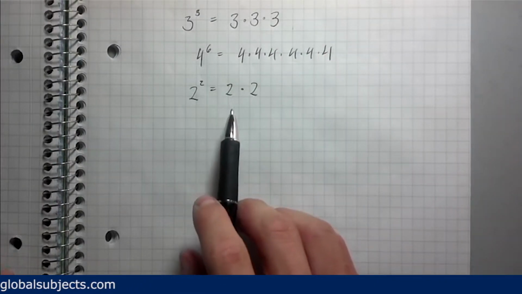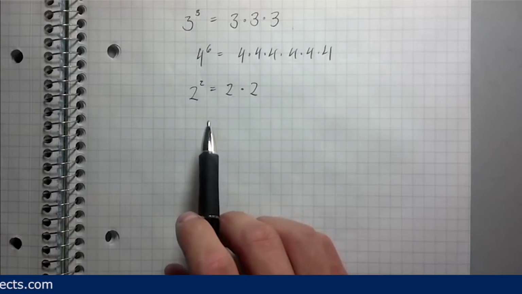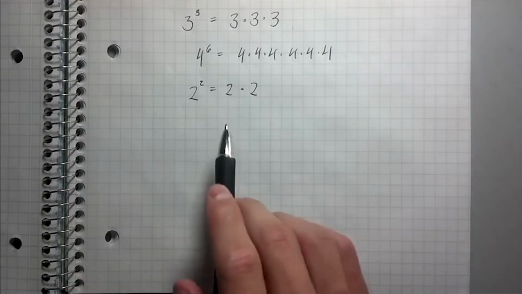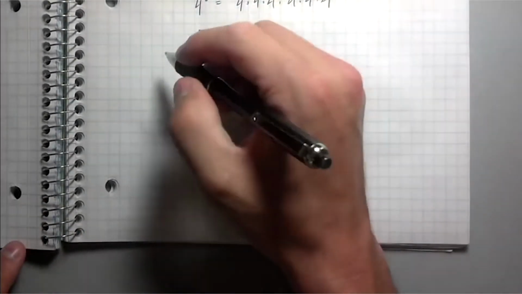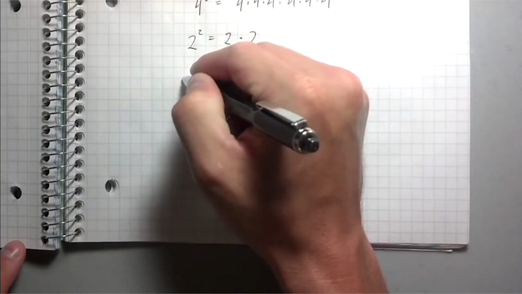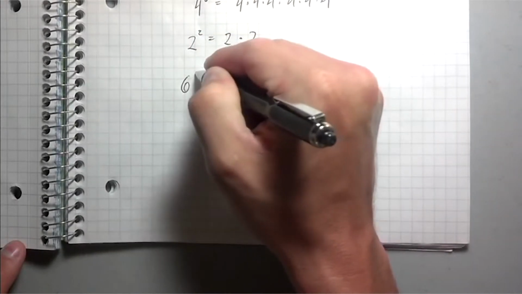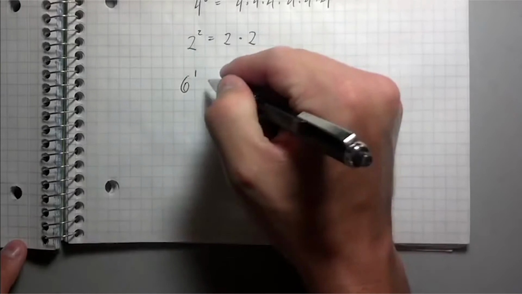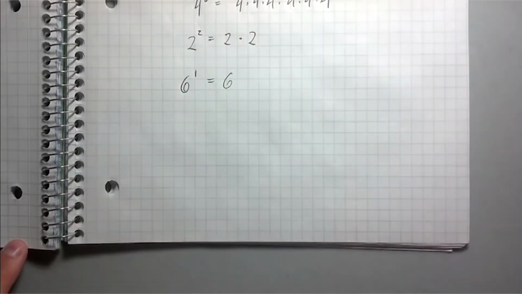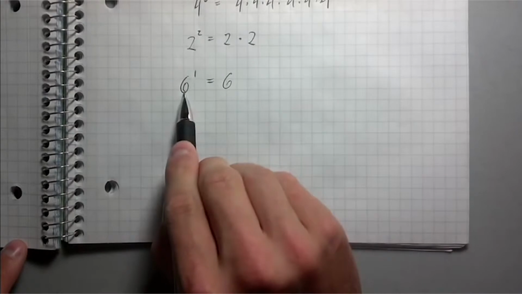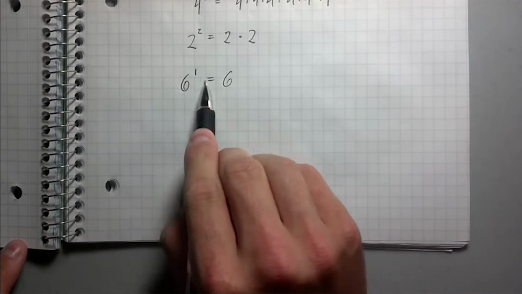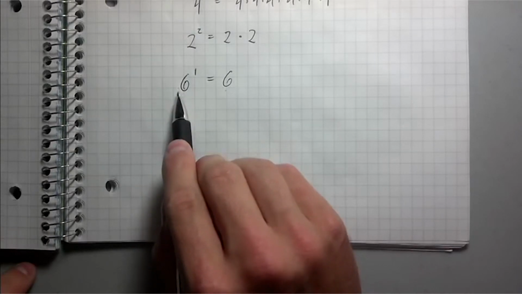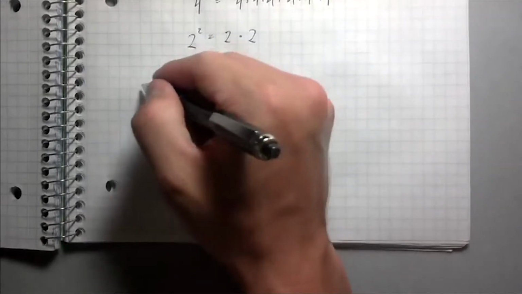But I want to go over 2 very special cases of exponents that might not be obvious from this pattern. What if I had 6 to the 1? What would 6 to the 1 be? Well, it turns out it would just be 6. So the rule is anything to the first power is itself. 6 to the 1 is 6. 10 to the 1 is 10. A million to the 1 is a million. Got it? That's the first special case.